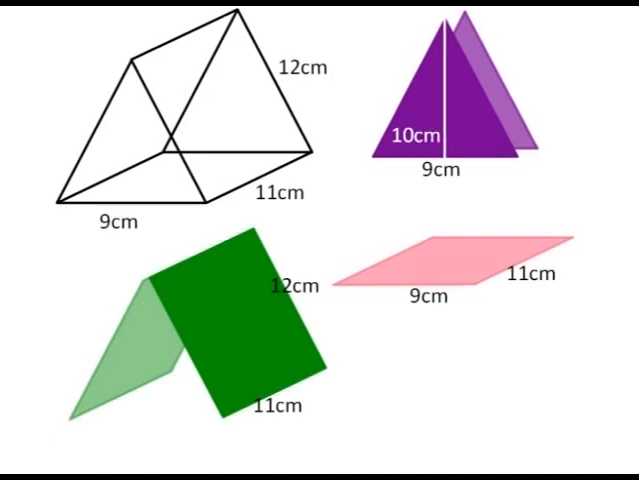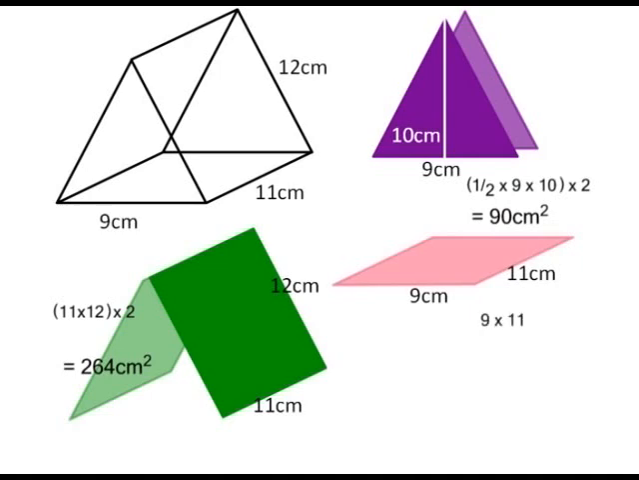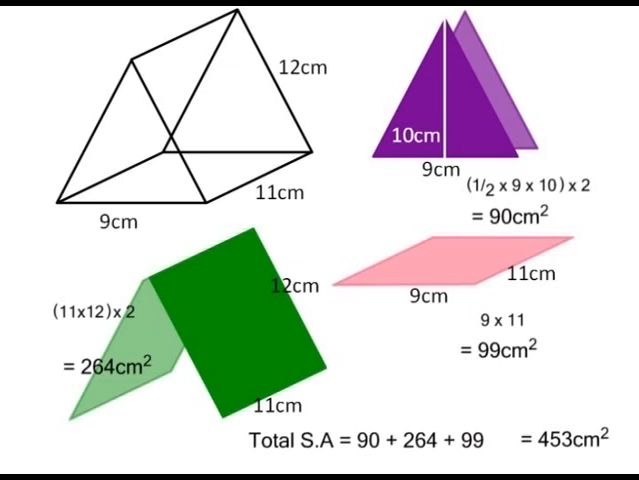And now we can start. Area of the triangles, a half base times height, that's a half times 9 times 10, and there are 2 of them, and that gives us 90 square centimeters. These green rectangles, 11 times 12, and there are 2 of them, and that gives us 264 square centimeters. And lastly, this pink rectangle, 9 times 11 gives us 99, and it's only one of it. And so total surface area is 90 plus 264 plus 99, and that gives us 453 square centimeters.